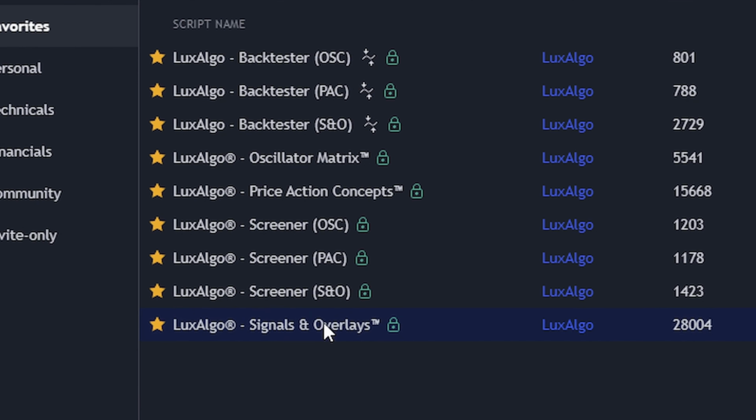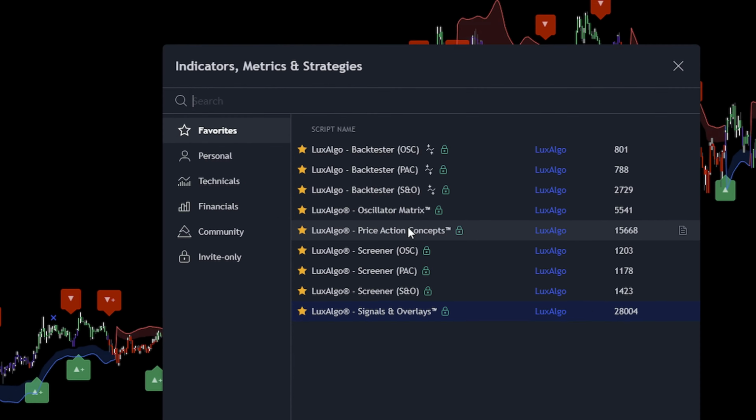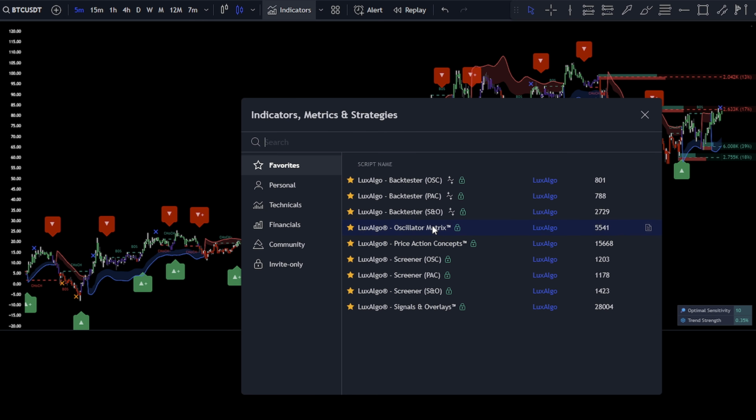Click that to add it to your chart. For our second indicator, we want to add the price action concepts. And for our third indicator, we're going to use the oscillator matrix.